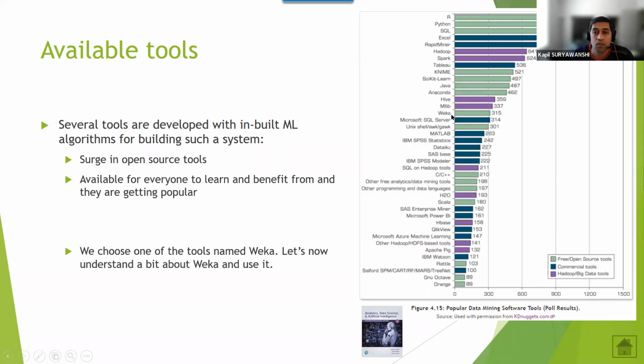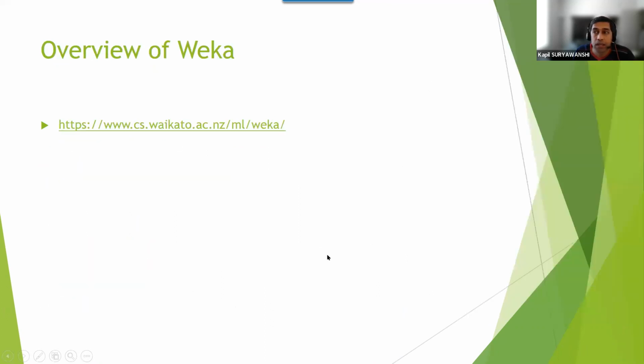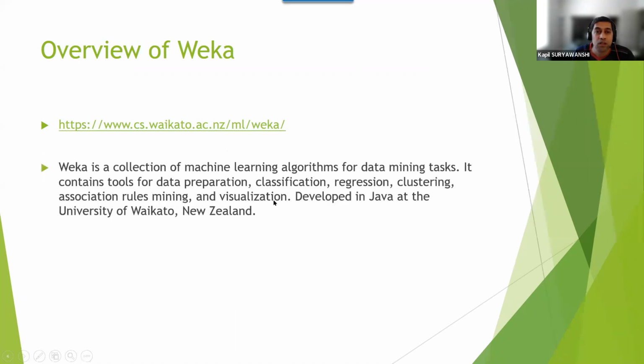Weka is a platform, and that is what we are going to use for our example or demo. Let's introduce Weka quickly, and then on top of it we'll see how we can make use of it. This is a website where Weka as a tool is introduced. This is the University of Waikato in New Zealand, and they have created this as a platform. It has a collection of all the machine learning algorithms, and it is relatively easy to learn. That's why I picked it for our example.